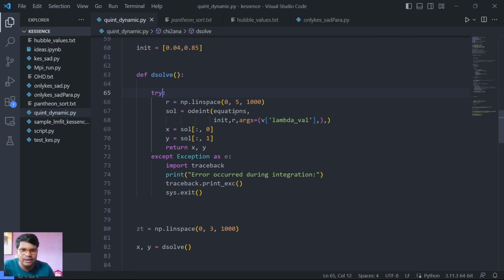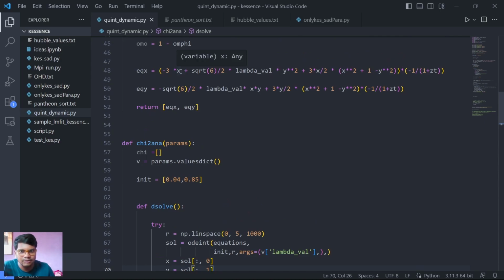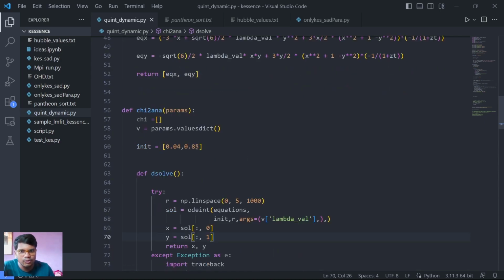Now the solve ODE call: the first argument will be the equations, and the second argument will be the initial conditions. I have defined the initial conditions in the square bracket. This says that this value is for the first variable, which is x, and 0.85 is for the second variable. Now why have I estimated 0.04 and 0.85?